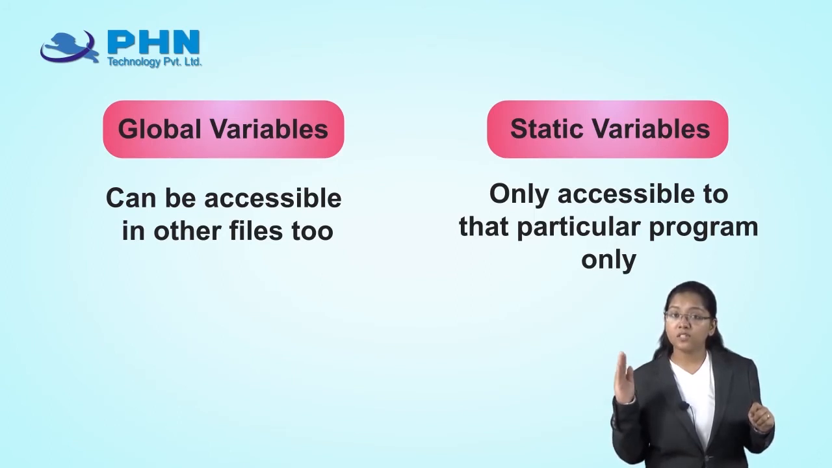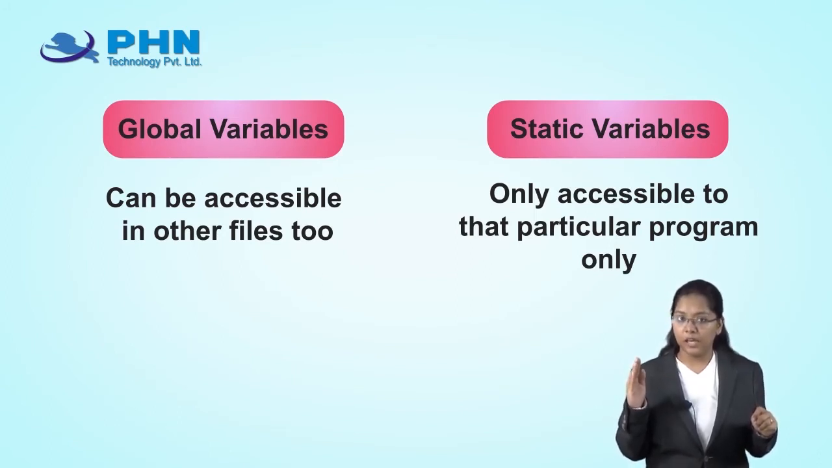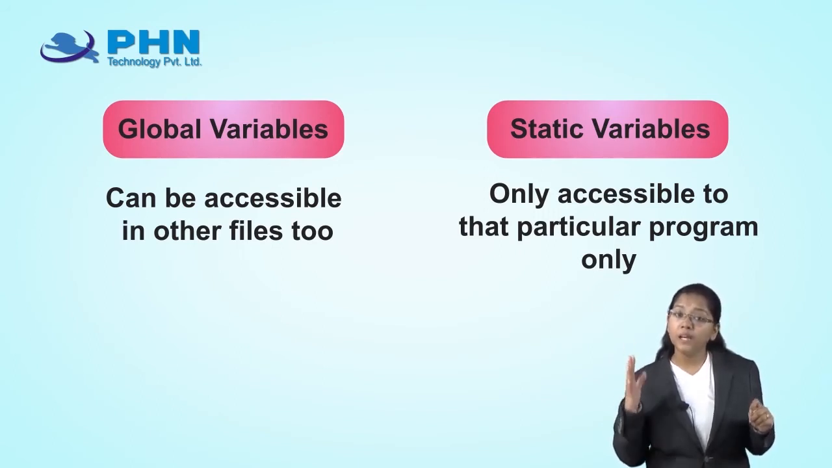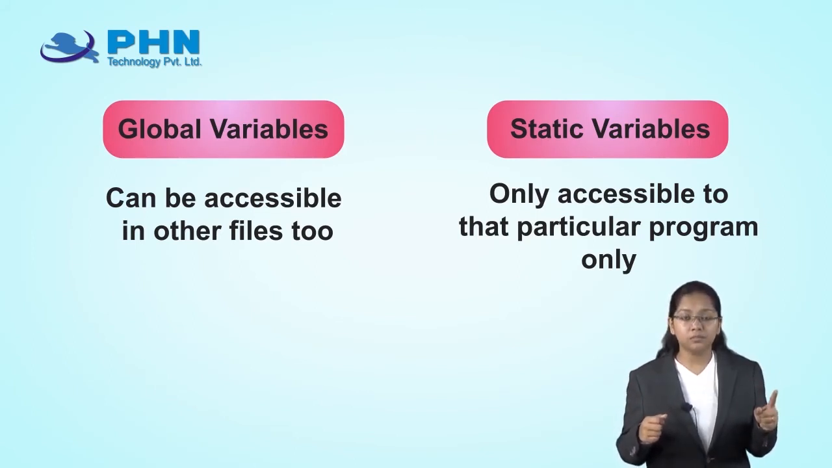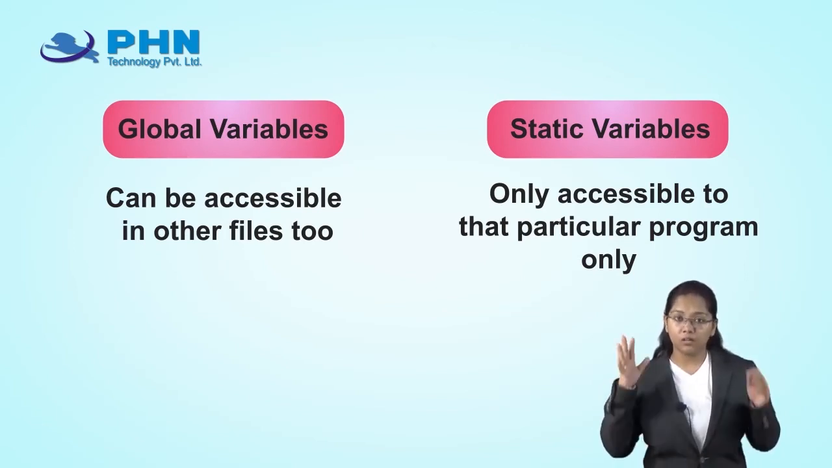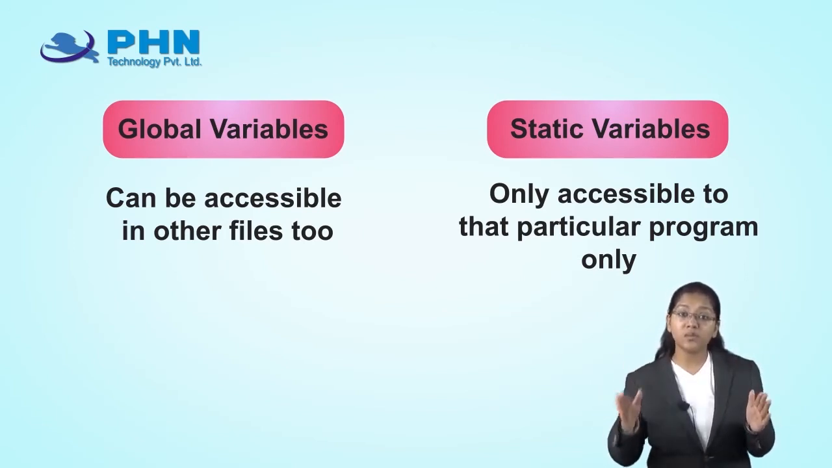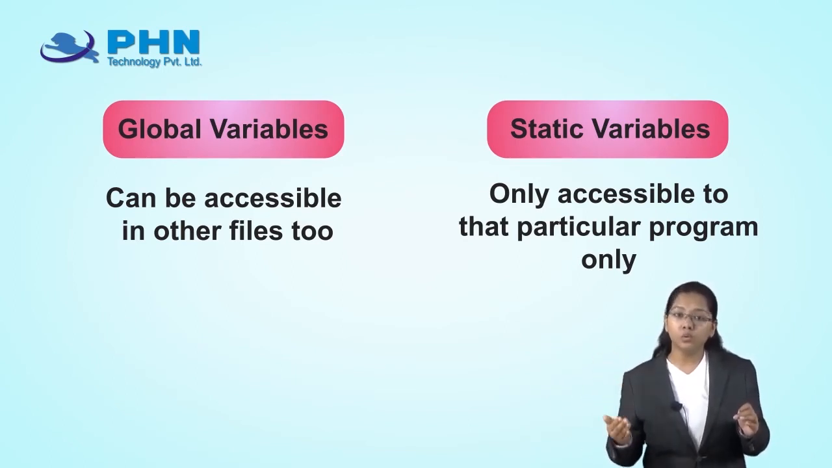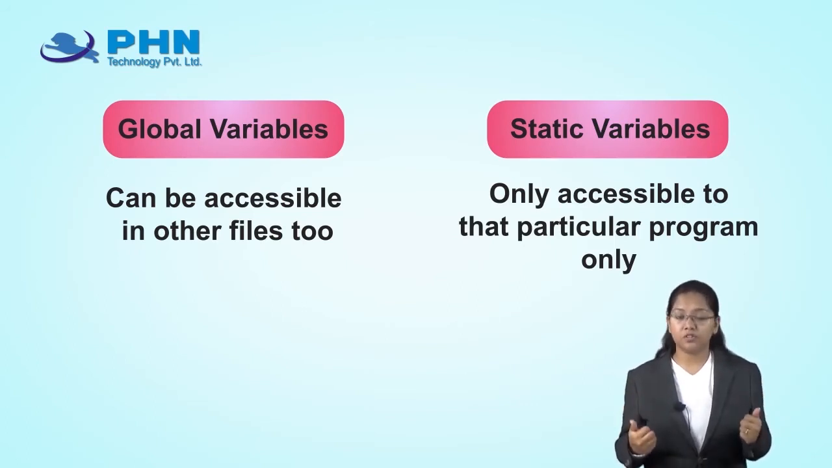We have seen this when we added the extern keyword in the variables session, right? So this is the main difference between global variables and static variables. Static variables only have the scope of that particular program, and a global variable has the scope of that program as well as other programs also. So it can be accessed in different files too. This is the main difference between those.